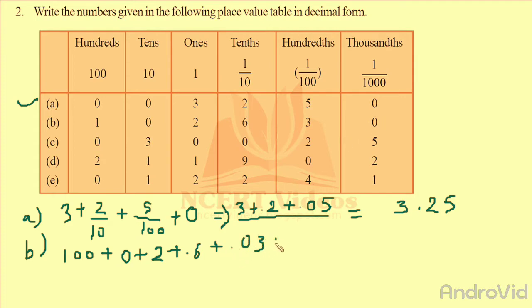0.3. No thousands. Now adding it, first put the decimal. Towards right side we have 6 plus 0 could give you 6. We have 3, and now the whole part, 2 in ones position, 0 in tens position, and 1 in hundreds position.